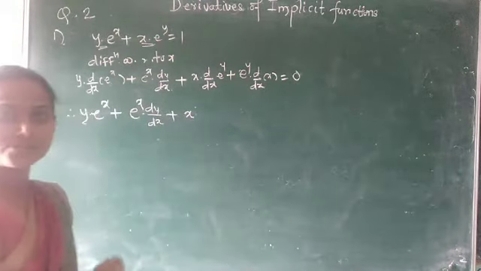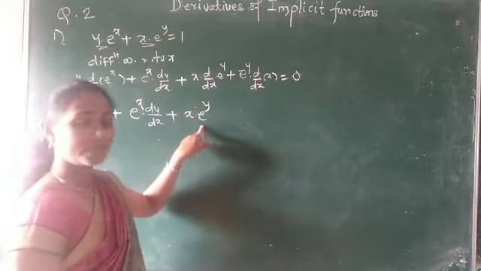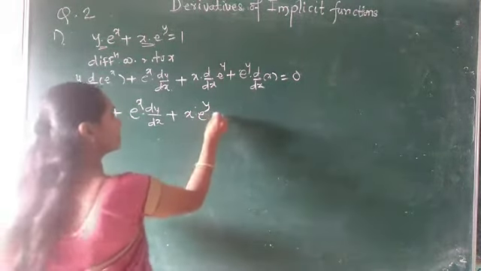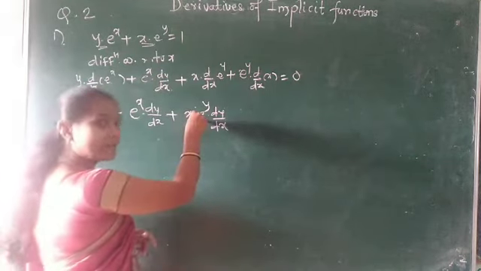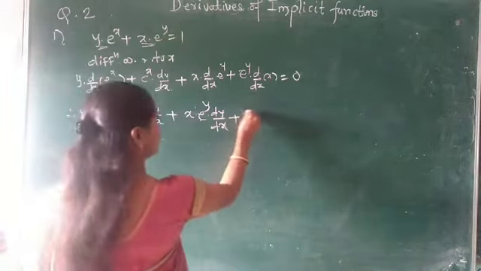Now the derivative of e raised to y is e raised to y. That is the derivative of e raised to y. So what is the remaining part? The derivative of y. So what is the derivative of y? This is the derivative of y with respect to x, plus.